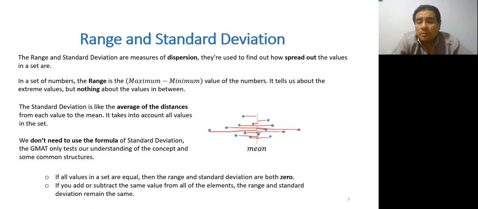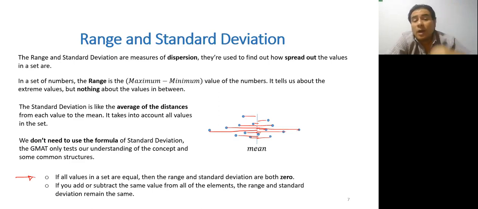We don't need to use the formula of standard deviation because the GMAT tests only your understanding of the concept and some common structures. For example, one important property is that if all values in a set are equal, then the range and standard deviation are both 0. So it's the only case where you can give the standard deviation of a set even when you don't know the values in the set.